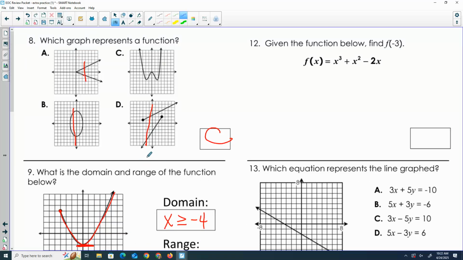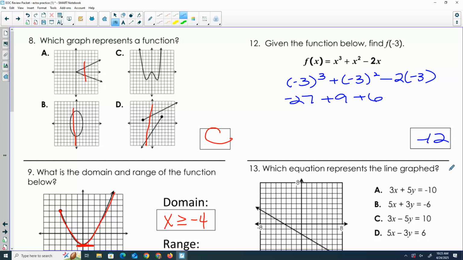All right, number 12. When I ask for f of negative 3, what do we have to do? You can use your calculator, just put the negative 3 in parentheses, or you can work it out. And we should get negative 12.